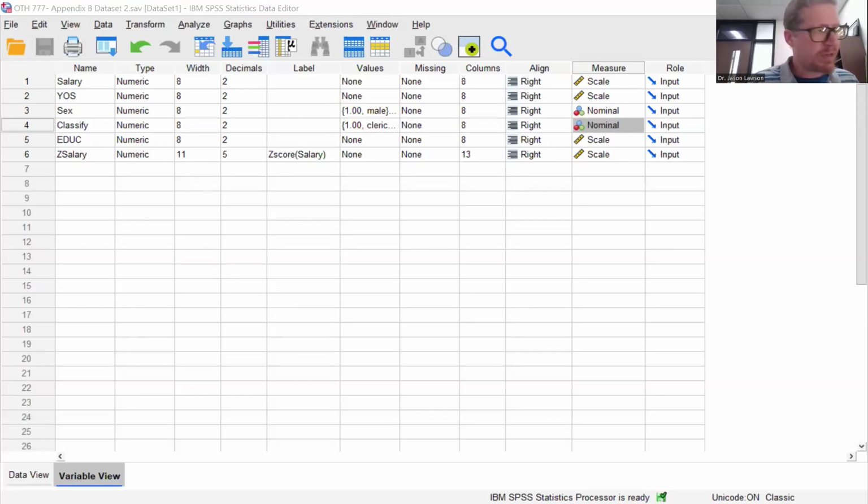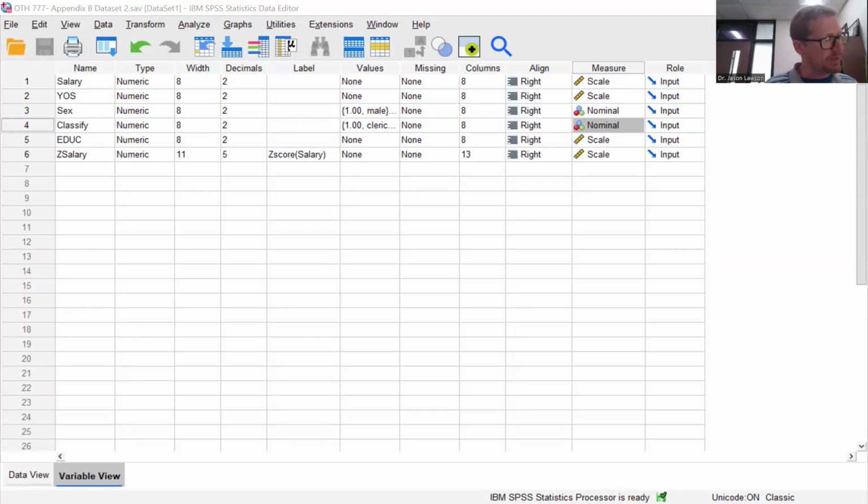Okay, I'm going to demonstrate practice exercise 8.1, which is a chi-square goodness of fit. The data set I have pulled up here is from practice data set 2, which was in Appendix B.